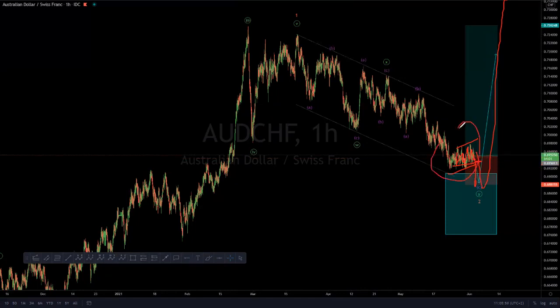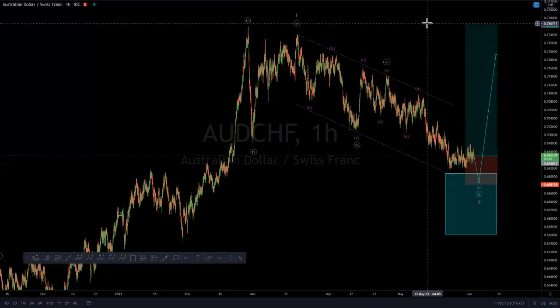In any case, I tried as much as I could to explain that if you take this as 1%, you should use half of that percent. If you take 2%, use 1%, because of this one more leg possibility before a continuation move to the upside. So if you're still long, we remain long on AUDCHF.